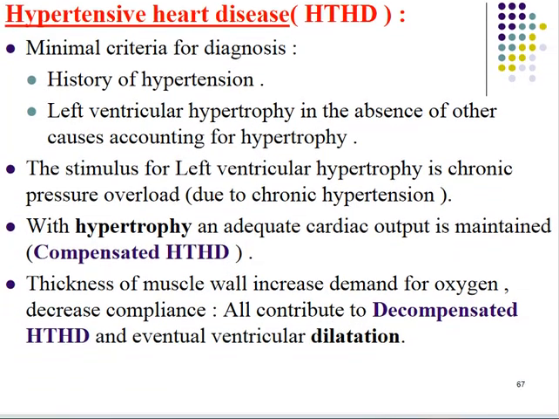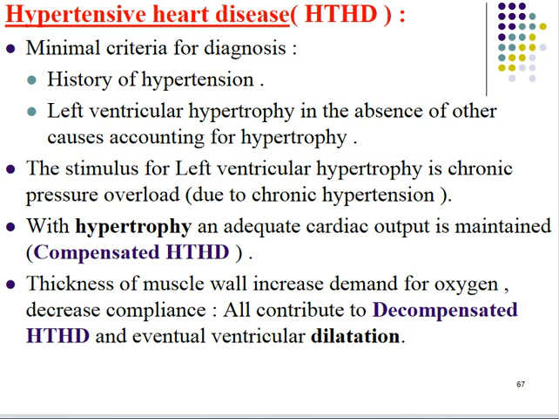Another topic is hypertensive heart disease. Hypertensive means the underlying influence of hypertension that affects the heart, causing disease. There are 2 minimal criteria for the diagnosis. The first is a history of hypertension as the underlying cause of the disease.